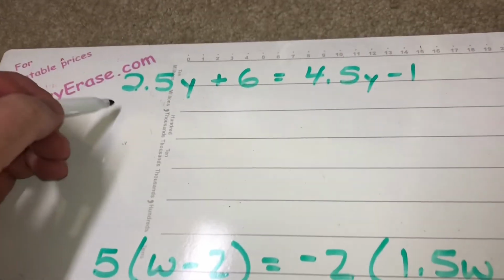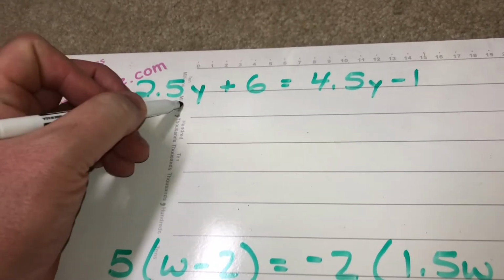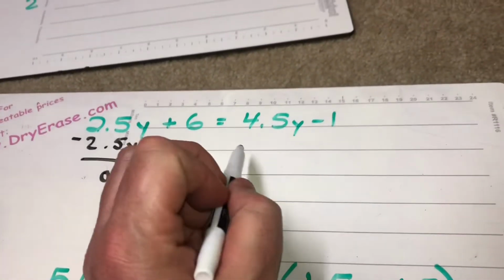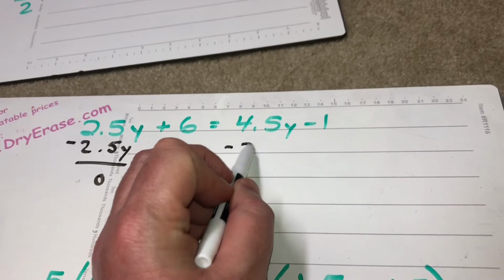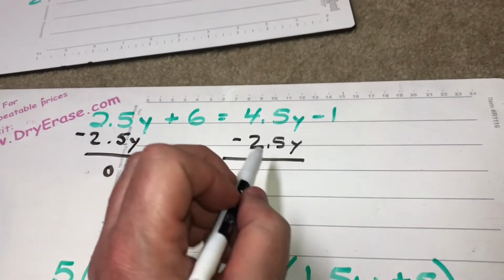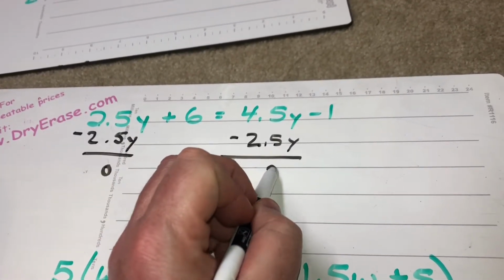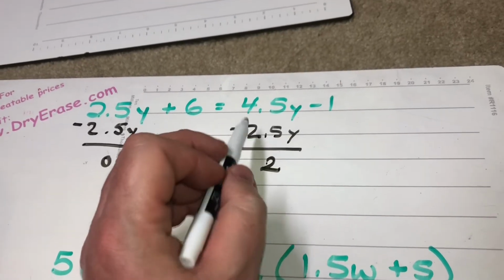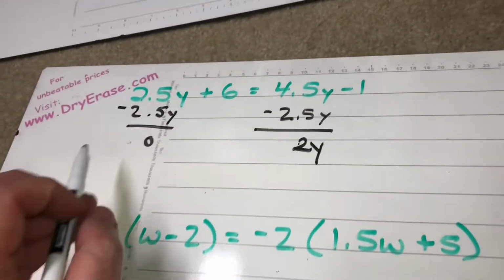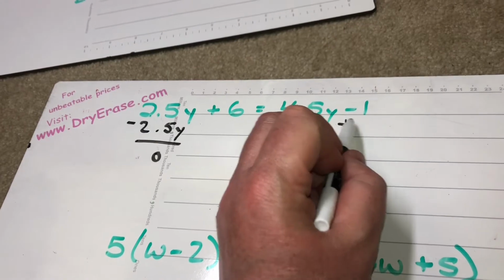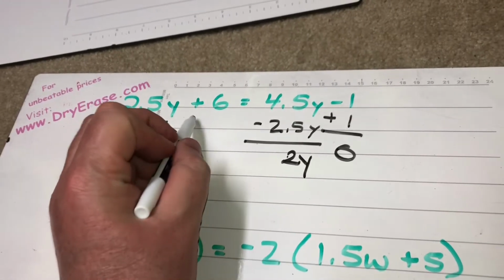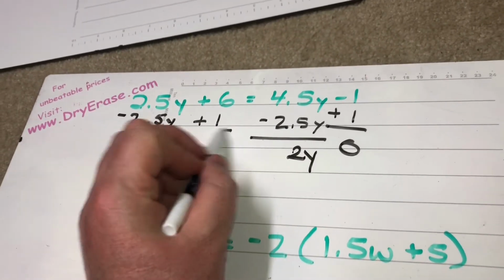So I'm looking at this one, and I'm going to subtract 2.5y from both sides, because of course I want to zero things out. If I subtract 2.5y from that side, I'm going to subtract 2.5y from that side. 4.5 minus 2.5 is 2, so I'd get 2.0, so I'm just going to call it 2y. But if I already have a 0 on this side, I need to get a 0 on this side, so that's a minus 1, so it's going to be plus 1. If I add 1 to this side, I'm going to add 1 to this side.